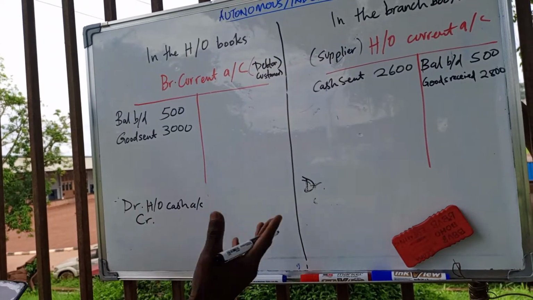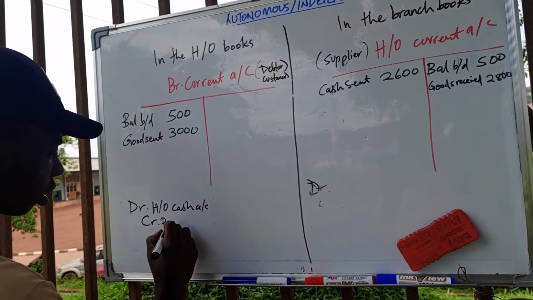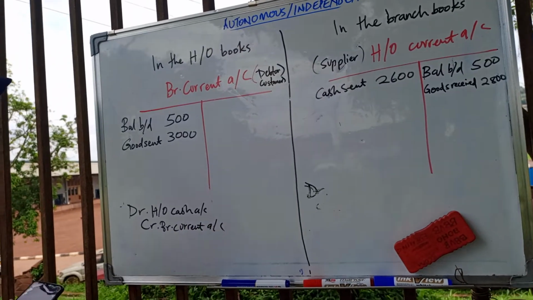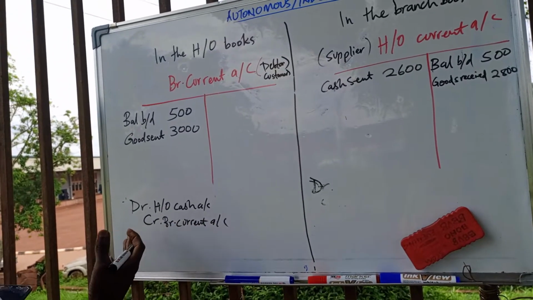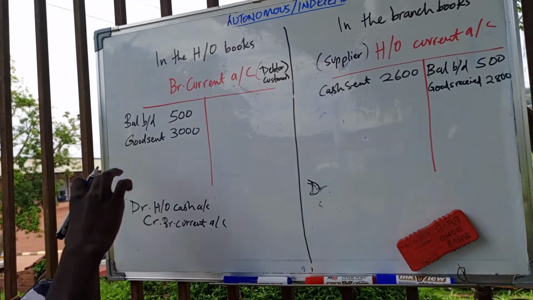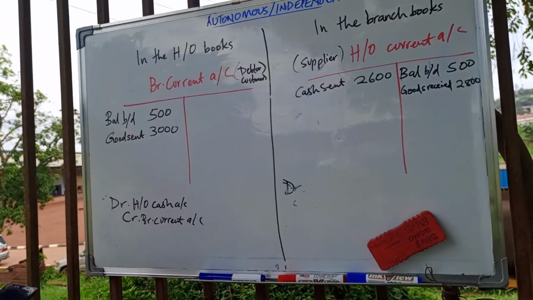The branch current account is coming from your branch. So you credit the branch current account. We credit it because it's where it's coming from. You're going to see that in the double entries, one of the accounts must be the account you are maintaining. One of the entries you pass must be the account you are maintaining.